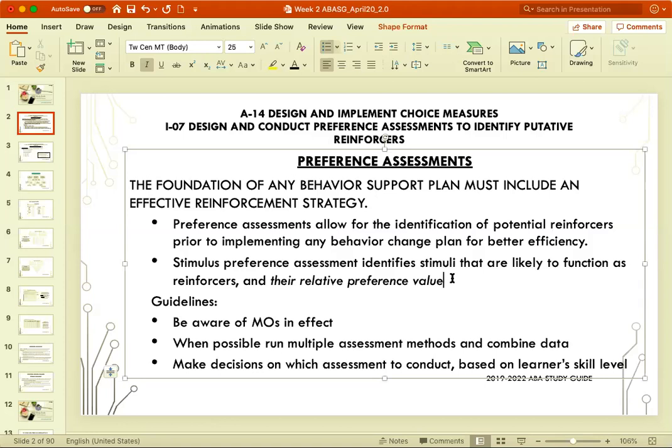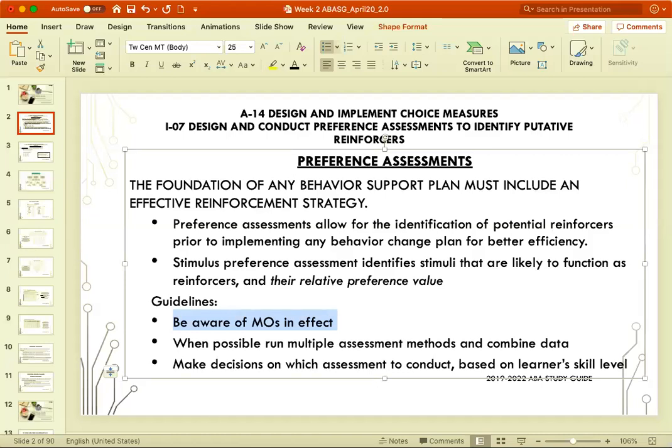So when it comes to preference assessments, be aware of MOs in effect. I'd like to hear from you guys. Does anybody want to tell me what I mean by this, be aware of MOs in effect? Do you have any personal experience of running a preference assessment when you did not take MOs into consideration? Yeah, perfect. Hunger after lunch.